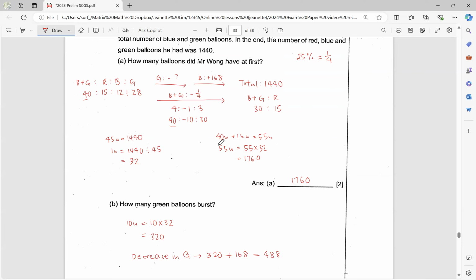Okay, so with that, this is the end of paper 2 for the SCGS Prelim paper 2023.